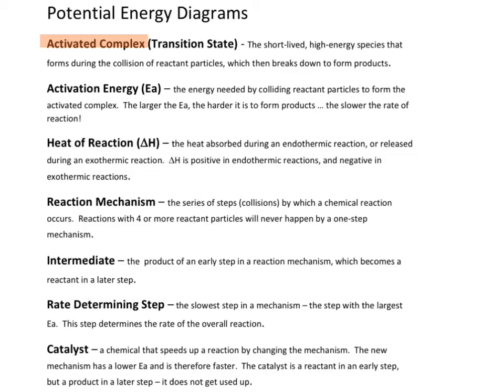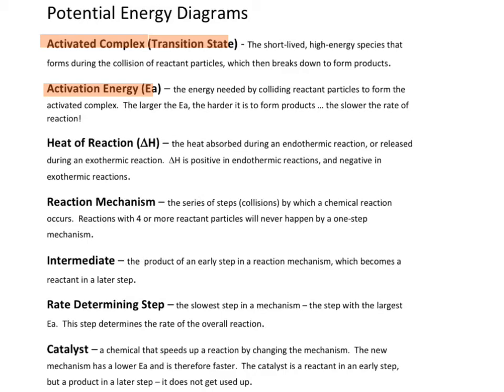This complex is no longer reactant particles, but it's not yet the final products. So it's in a transition. We also call it a transition state. It's going to break down and form the products in just a moment. It's usually very short-lived and very hard to study as a result. The activation energy is the energy that's required to form that transition state, to form that activated complex. So it's the difference in potential energy between the activated complex and the original reactant particles.